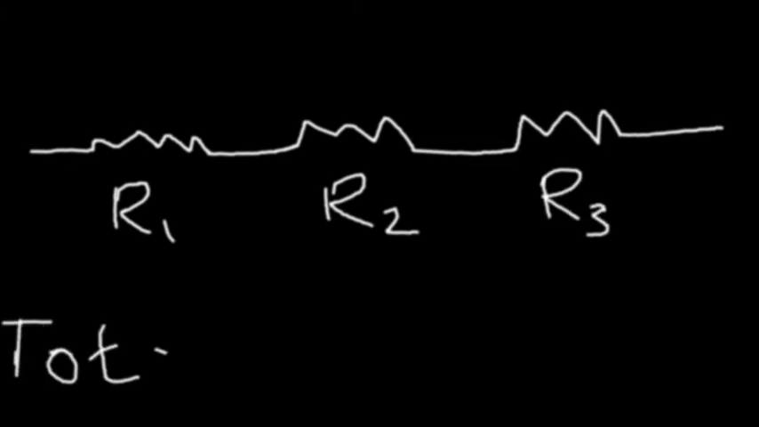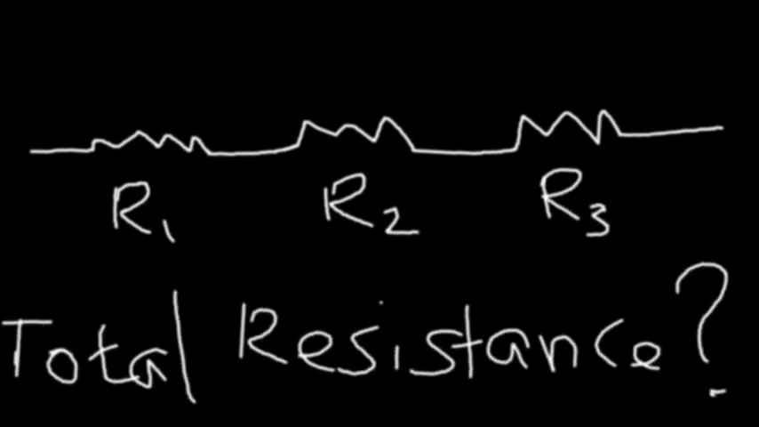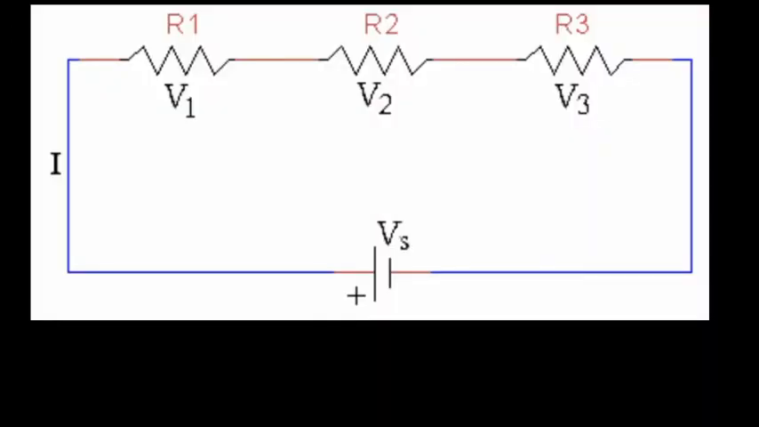Then what happens to the effective resistance of such a combination? That means if two or more resistors are connected in series, then what is the resultant resistance of this particular combination? And how can we mathematically obtain an expression for the total resistance in such a combination? For that purpose, we have to consider a particular series combination.